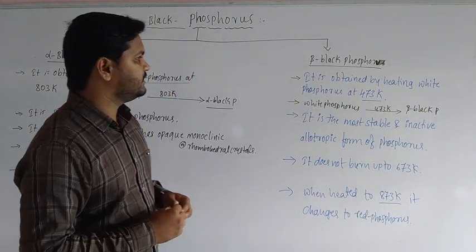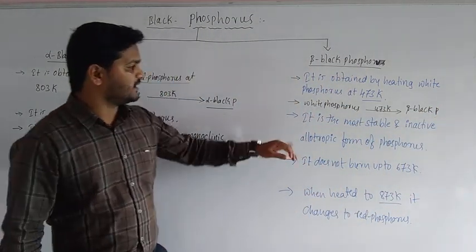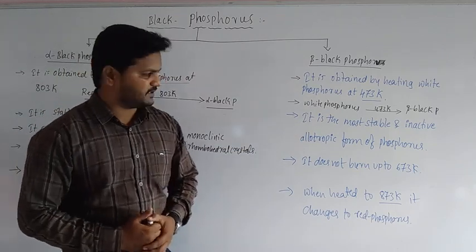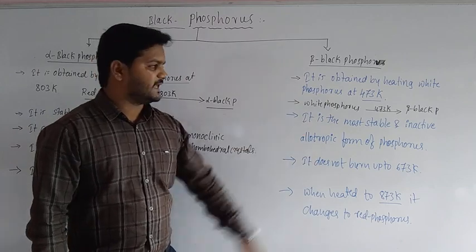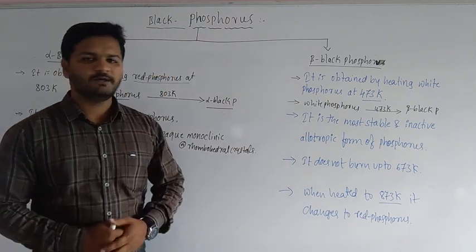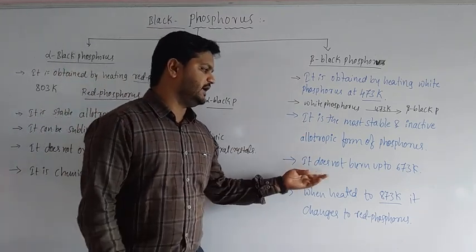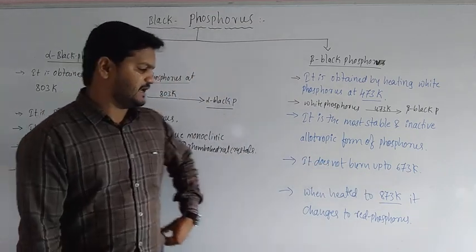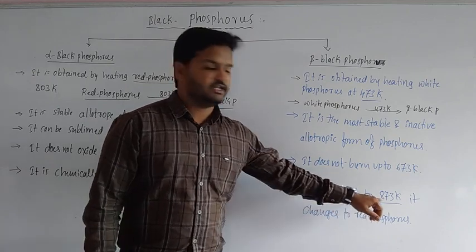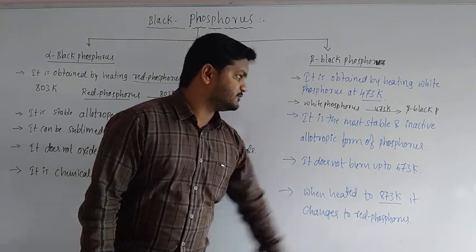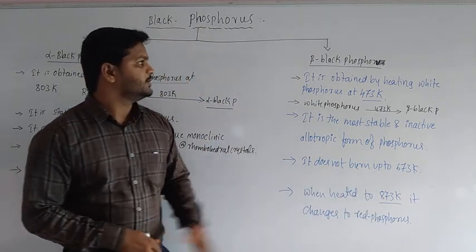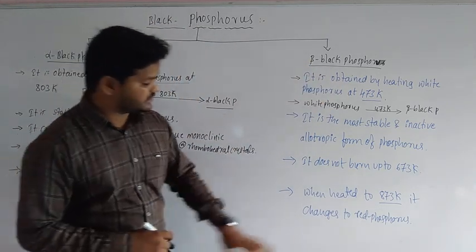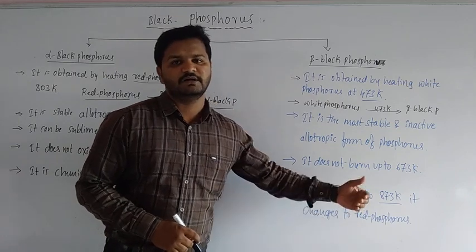The properties of beta black phosphorus: it is the most stable and inactive allotropic form of phosphorus. It does not burn up to 673 Kelvin. When heated to 873 Kelvin, it directly converts into red phosphorus.